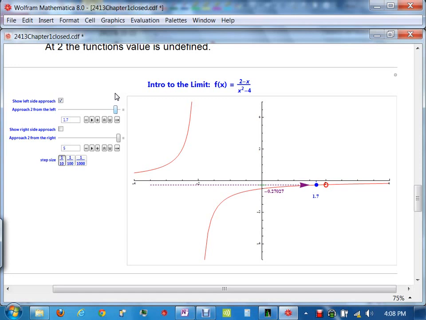So where is it getting close to? Well, I'd have to keep getting closer, right? 1.7, 1.8, 1.9. Let me get even closer. 1.91. What does it look like that's headed towards? What's the value? Is that straining your eyes too much looking at this? It's straining my eyes. What is it? -2.5 it looks like? Or -0.25. -0.25 from the left. And then from the right, what's happening?